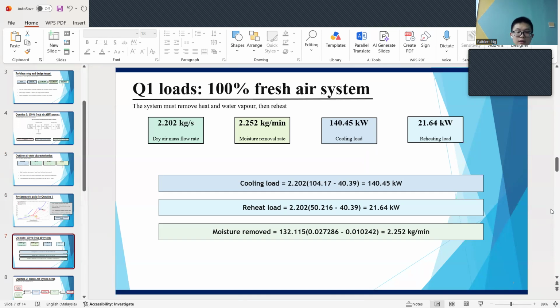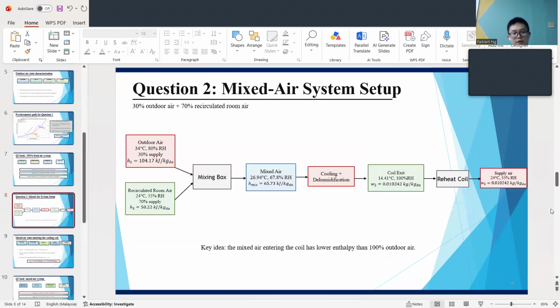The reheating load is 2.202 times (50.216 minus 40.38), so you can get the value, which is 21.64 kW. This shows that the 100% fresh air system requires a high cooling load because the outdoor air is hot and humid. Next slide.